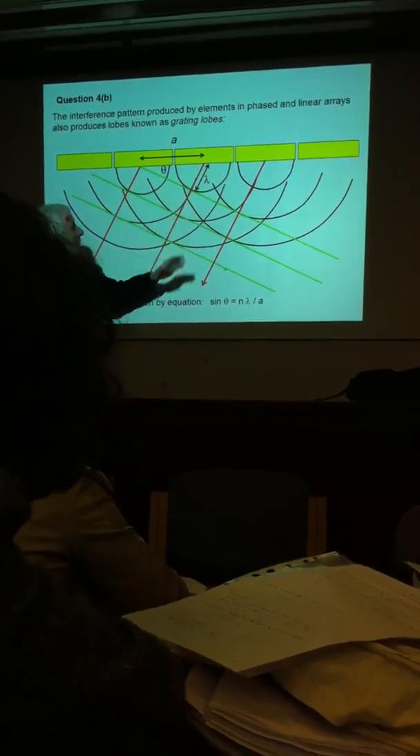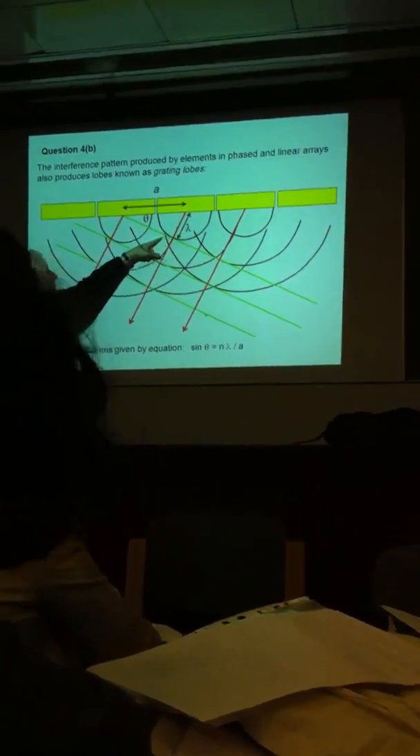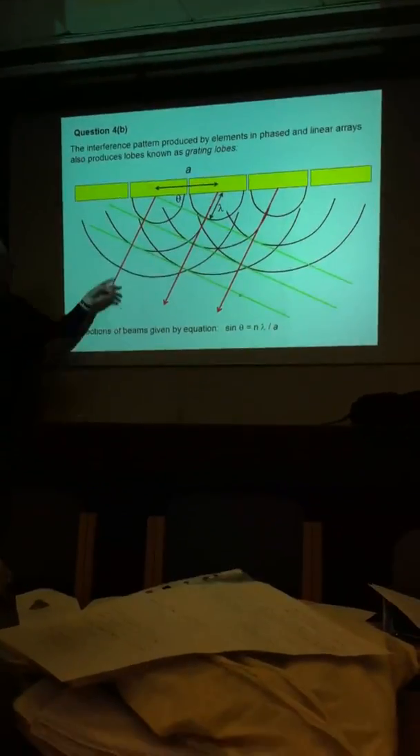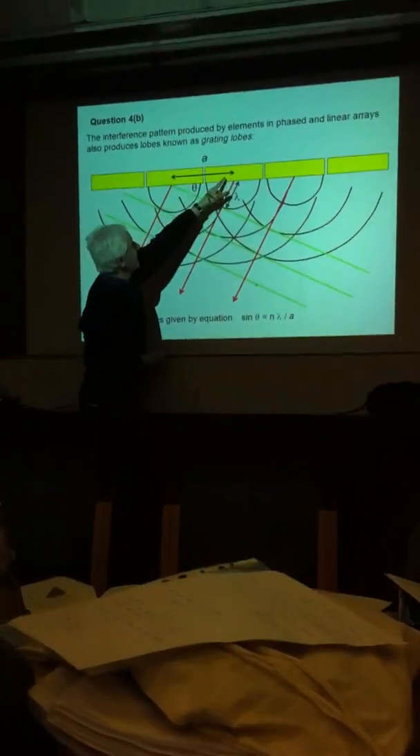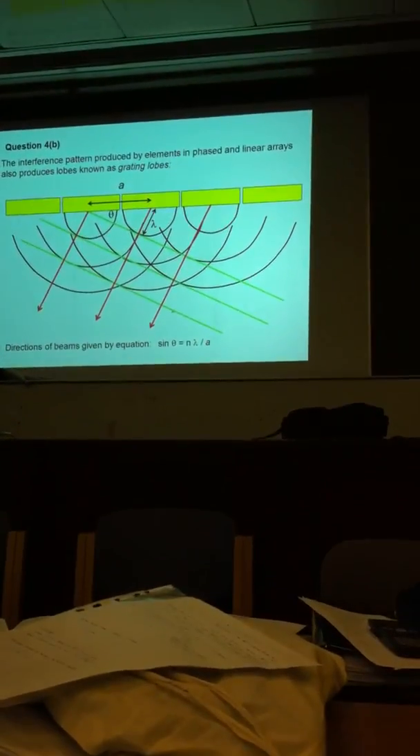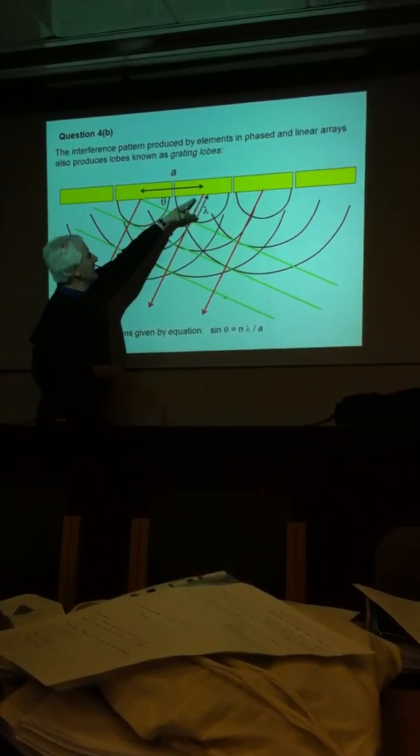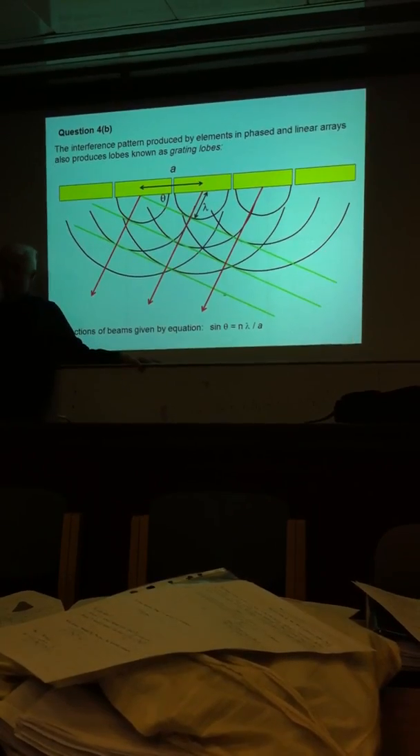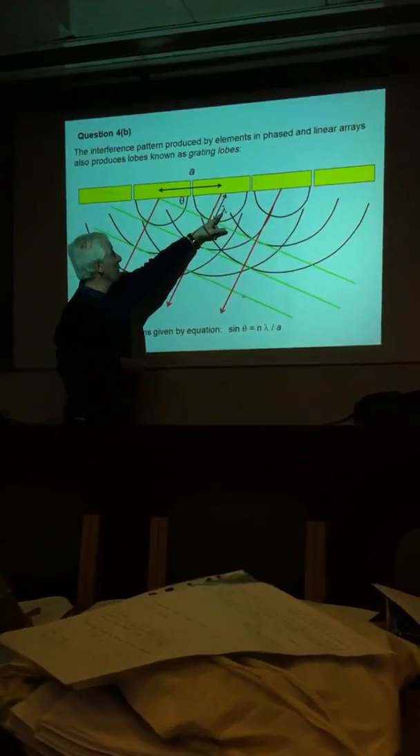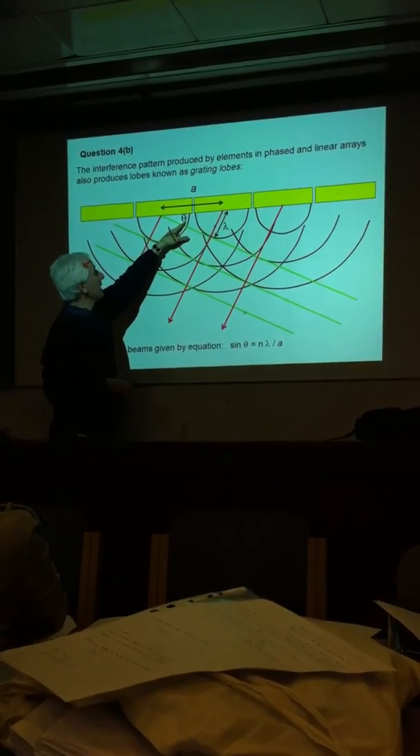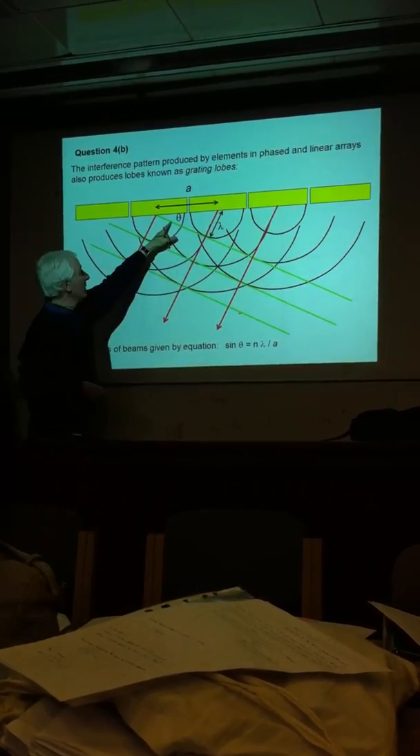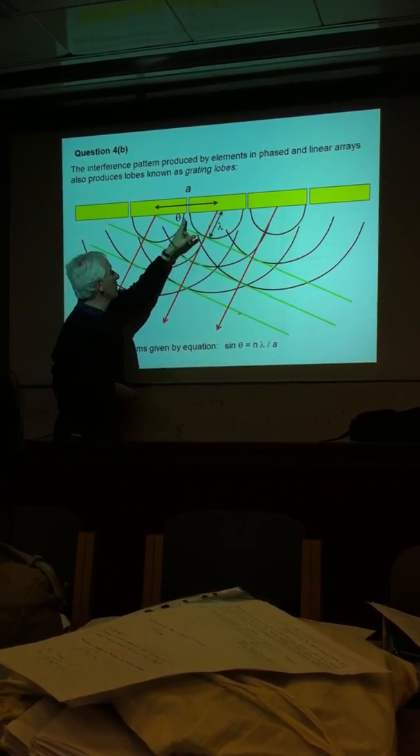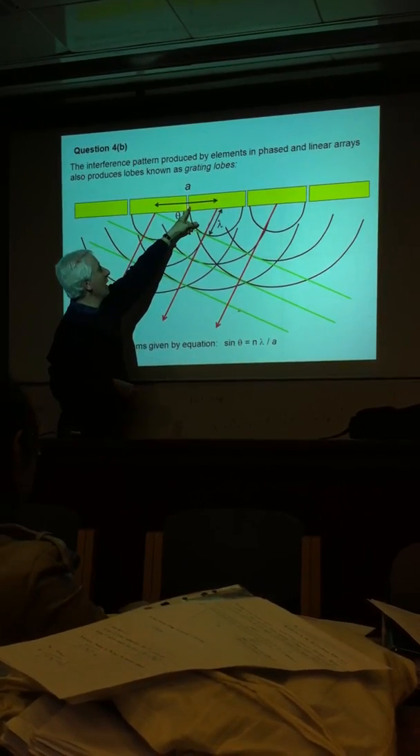So we can calculate the angles at which these grating lobes occur. Consider this right angle triangle here, where A is the width of each element, assuming these elements are right up against each other, and the separation between these elements is equal to the width of each element. This distance here is the distance between two peaks in the pulse profile, which is equal to the wavelength, and that is lambda. So you can see there that sine theta equals lambda over A.